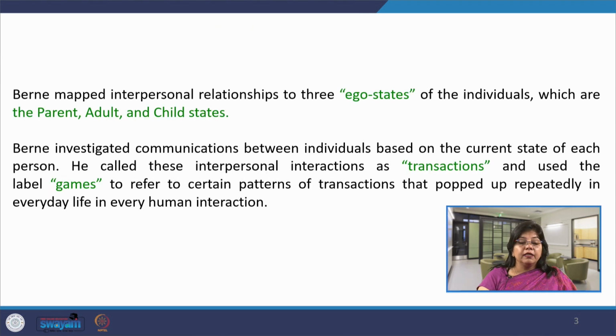So, Berne mapped interpersonal relationships to three ego states of the individual, which are the parent, adult, and child states. These are the three ego states of an individual, and everybody functions with these states in every different situation. Berne investigated communications between individuals based on the current state of each person, and he called these interpersonal interactions transactions.